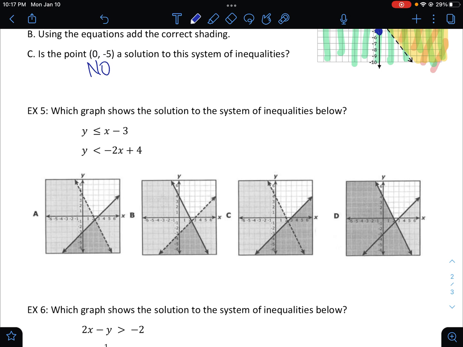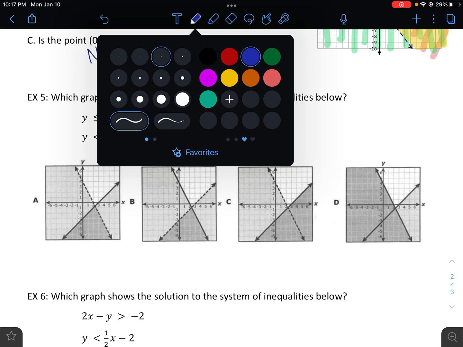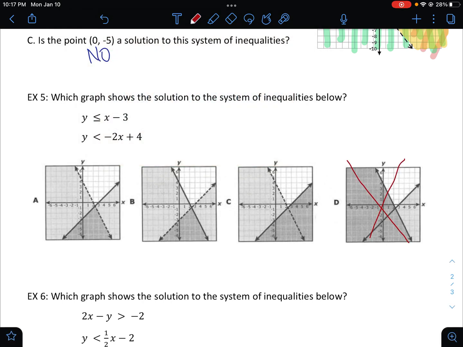Moving on to some star-like questions. Which graph shows the solution to the system of inequalities? The big part is knowing that we need one solid line and one dotted line. Based on that, I can eliminate answer choice D because they are both solid, which means it does not work. Now, if I can identify which line goes with which, it might help me get my answer. So I am going to graph this one right here so I can see which line it is going to be.